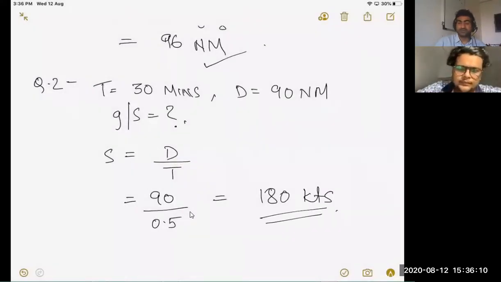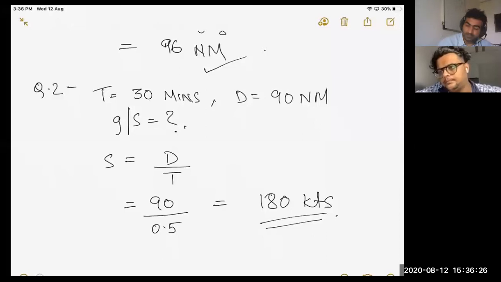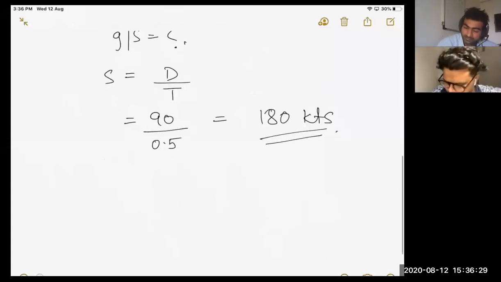Ground speed is 180 knots. Replace the values in the NavCalc and see what your answer comes as. Yes, sir. It is 180 knots. Very good. Do another one. Question number 3. Yes, sir.